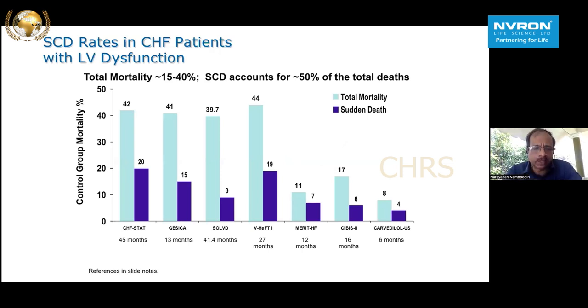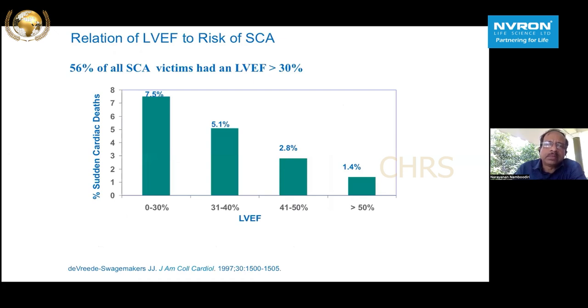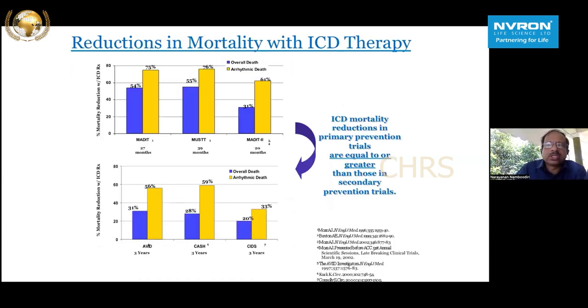And sudden cardiac death and heart failure also have a close association. The CHF patients are at very high risk to develop sudden cardiac death, and sudden cardiac death accounts for a significant number of deaths as compared to other causes in patients with post-MI and LV dysfunction as well. And as I mentioned, the paradox occurs here also. If you see this LVEF, almost 44% of the events happen in less than 30%, but 56% happened in LV ejection fraction more than 30%. So this is the paradox that is related to the reasons I mentioned above.